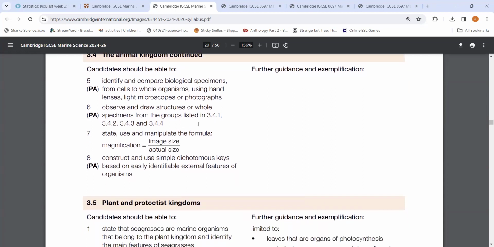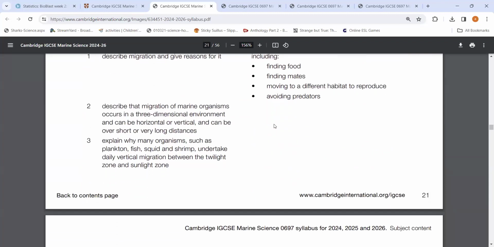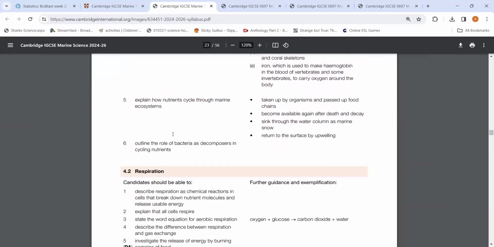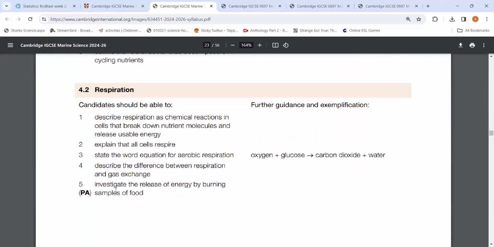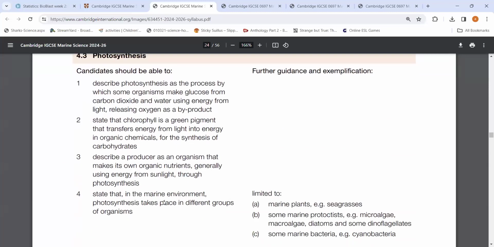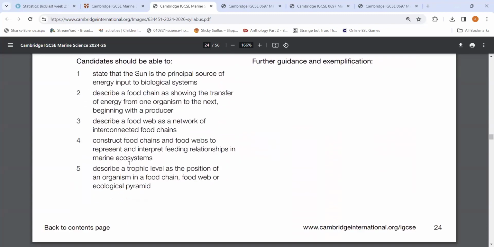Using keys to identify marine animals, marine organisms. Again, then we don't really have any for a while. Then we have food tests, PA. So you need to know all the food tests. You need to know the reagent, the chemical solution that's used and what color they turn. And for Benedict's test for reducing sugars, you need to know that you need to use a water bath to heat it as well. Go, that's the popcorn burning one. And then light intensity on the photosynthesis of a macroalga. I have a video on that that I go over in one of the lessons.